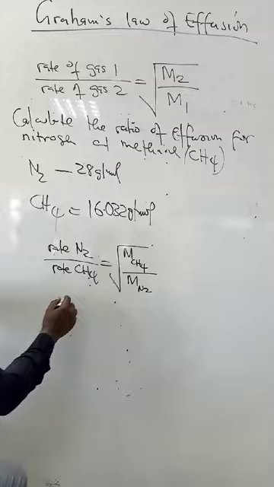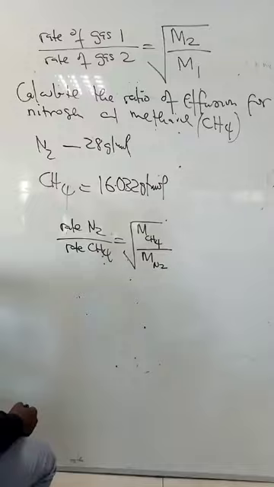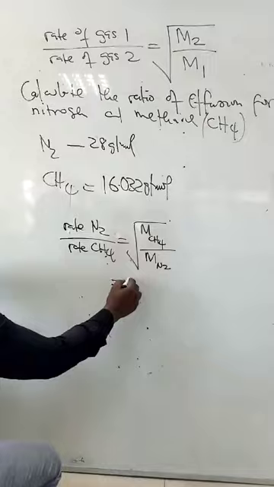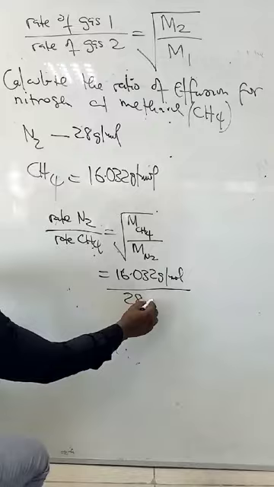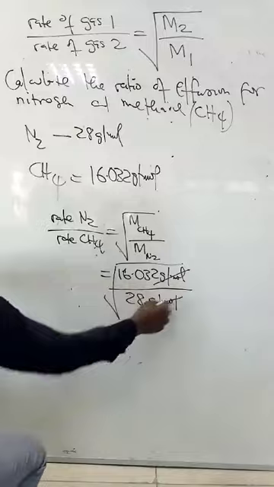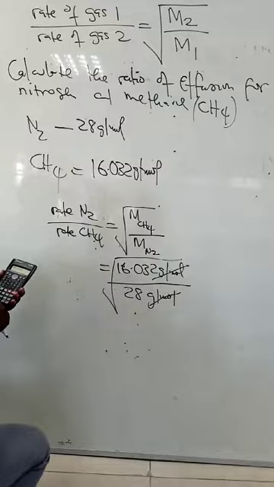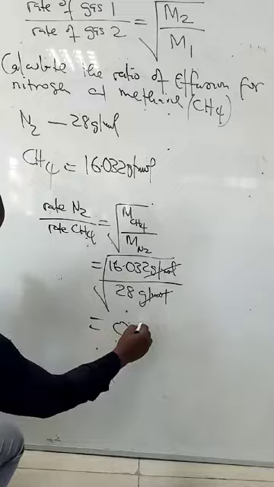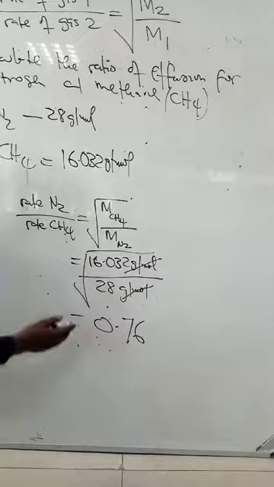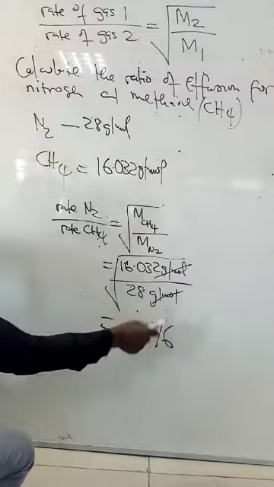Okay, so now we indicate the molar masses, then it will give us the ratio. So in this case, we have the molar mass of methane, 16.032 grams per mole, over that of nitrogen, 28 grams per mole, all under the square root. Okay, so the units will cancel. So when we divide 16.032 over 28, that is giving us 0.57, then the square root gives us 0.776. Okay, so this is the ratio. So it means the nitrogen travels 0.776 times as fast as methane gas.